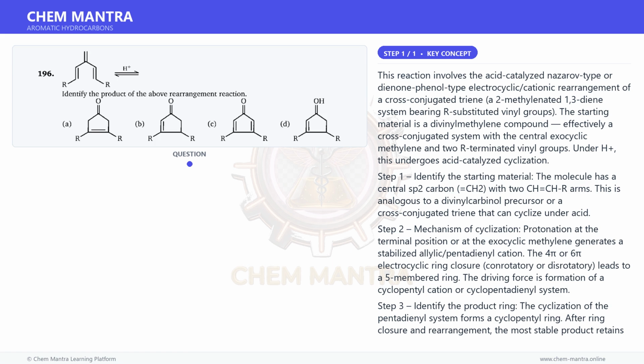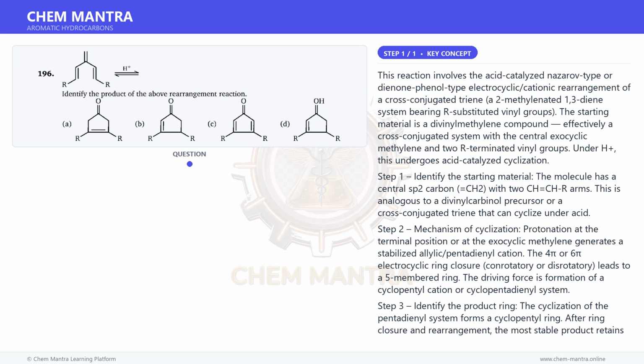Step 4. Why not the others? A. Places the double bond at C3, C4, not conjugated with the carbonyl, giving a less stable non-conjugated enone, thermodynamically disfavored. C. Is a fully conjugated diene, a cyclopentadienyl, which would require loss of more hydrogen and is too oxidized for a simple proton-catalyzed rearrangement. D. Is an alcohol, cyclopentenol, not a ketone. Under H+, the equilibrium favors the ketone tautomer, not the enol.